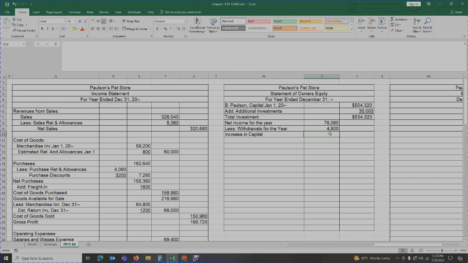In this case, I generated $78,080 in income, and I took out only $4,800 for personal use. So my capital did increase. And how much did it increase by? Well, we're going to get the 7880 minus the 4800. So my capital increased by 73,280.